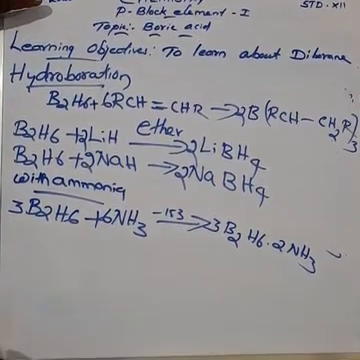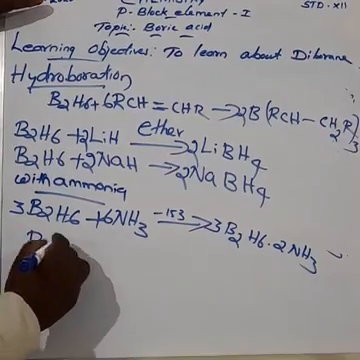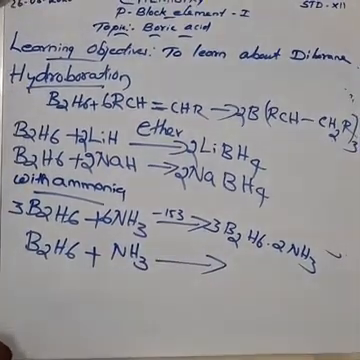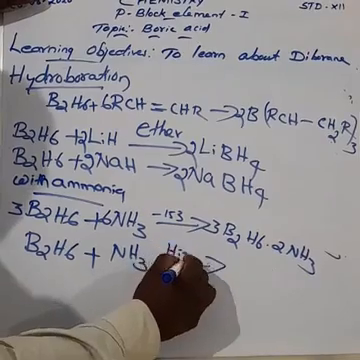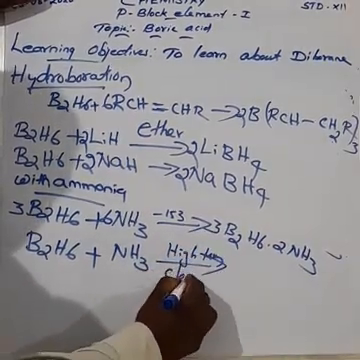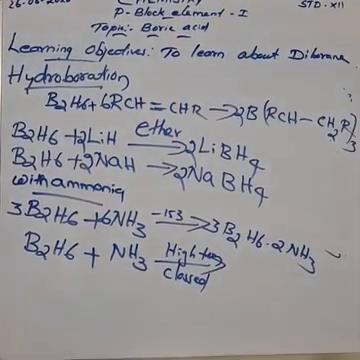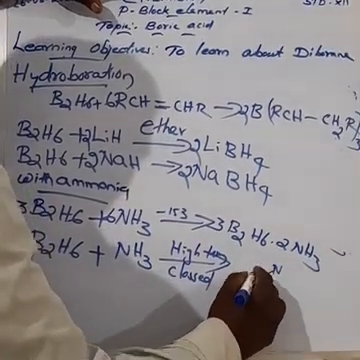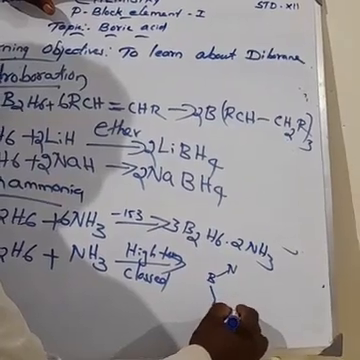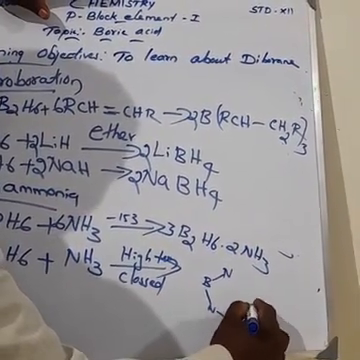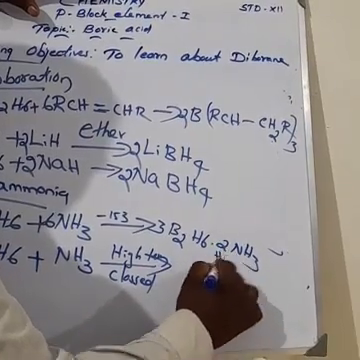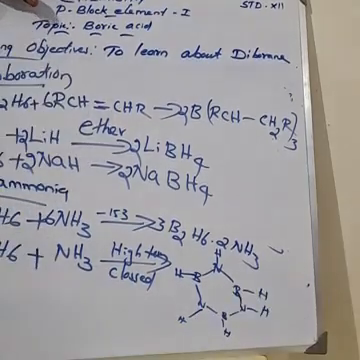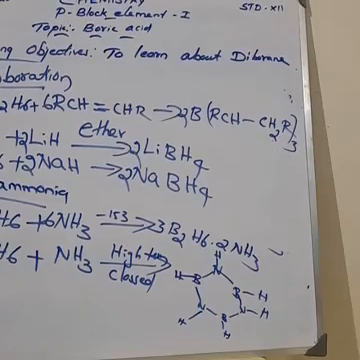Next, diborane B2H6 reacts with ammonia at high temperature in a closed vessel, and we get borazole. The structure is alternating boron and nitrogen atoms in a ring, with hydrogens attached. This is called borazole.